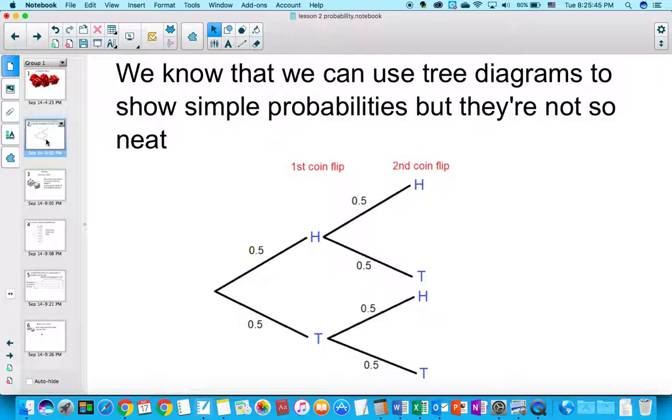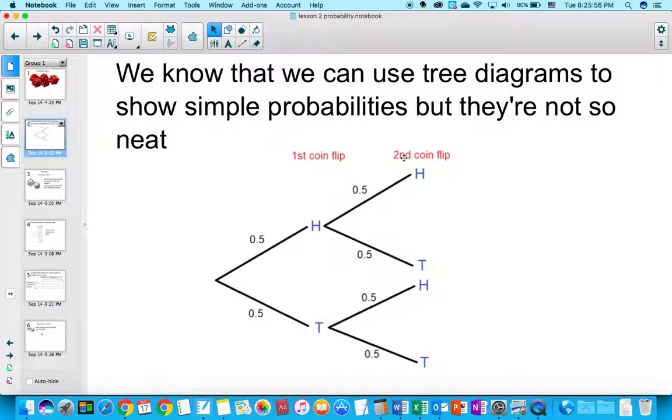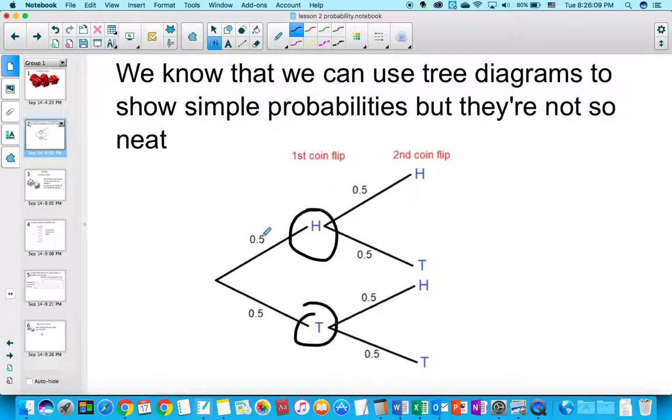So we know we can use tree diagrams to calculate and show simple probabilities, but they're not always so neat. So here we have two coin flips, and a tree diagram is basically perfect for events that don't have too many outcomes. Here we have one coin flip where you could either get heads or tails. Only two options, right? 50-50 chance. Well, then you also have a second coin flip, and you could get heads or tails on either one.